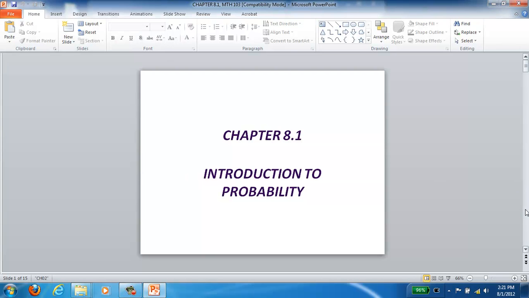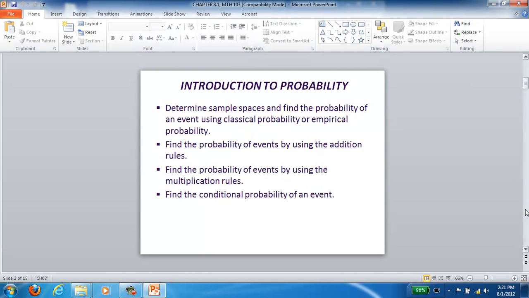Let's make an introduction to probability. This is a small summary of what we will cover in chapter 8. Very important, we have to find the probability of events by using the addition rule, the multiplication rule, as well as the conditional probability of an event.